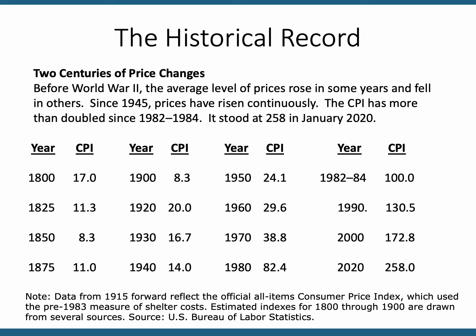And let's go back further in time. In 1950, the Consumer Price Index is 24.1. That means that prices today are 10 times what they were in 1950.